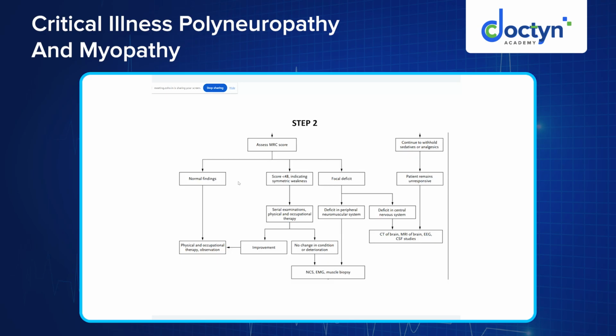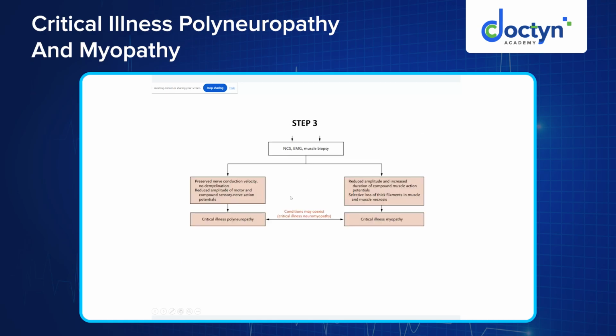If there is a focal deficit, that is a deficit in either the peripheral neuromuscular system or the central nervous system, go for CT or MRI of the brain, or go for EEG or CSF studies. If you continue to withhold sedatives or analgesics and the patient remains unresponsive, go for CT and MRI of the brain accordingly. So you perform NCS, EMG, and muscle biopsy.